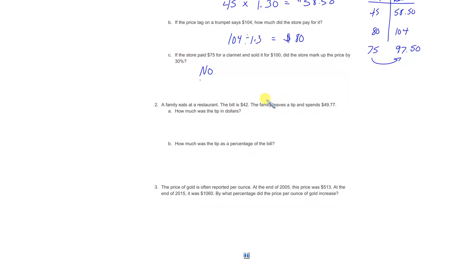Let's jump on to number two. A family eats at a restaurant. The bill is $42. The family leaves a tip and spends $49.77. How much was the tip in dollars? Okay, well, the tip would be the difference of 42 and 49.77. So you just got to subtract there. All right, and that difference is $7.77.